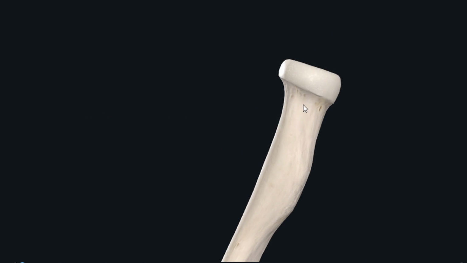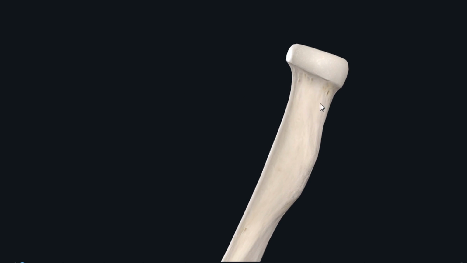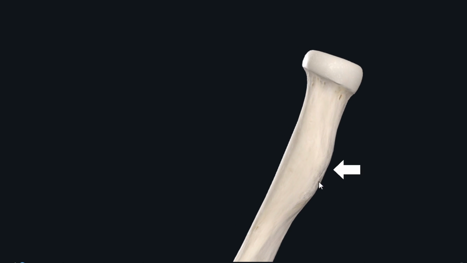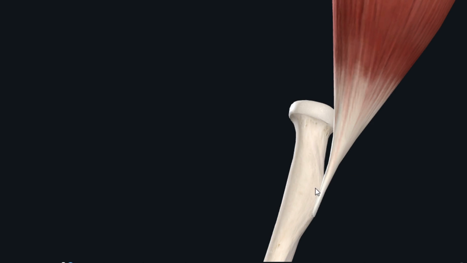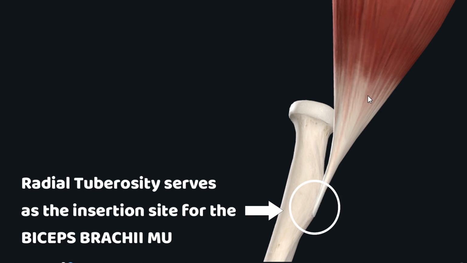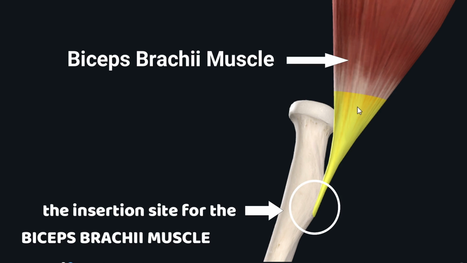This constricted area immediately distal to the head is the neck of the radius. And just distal to the neck on the anteromedial proximal aspect of the radius is this raised roughened area known as the radial tuberosity. This tuberosity serves as the insertion site for the biceps brachii muscle as shown.